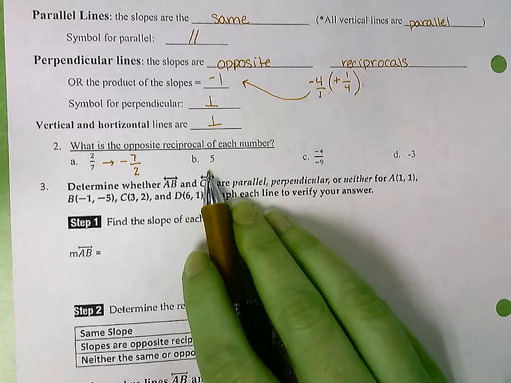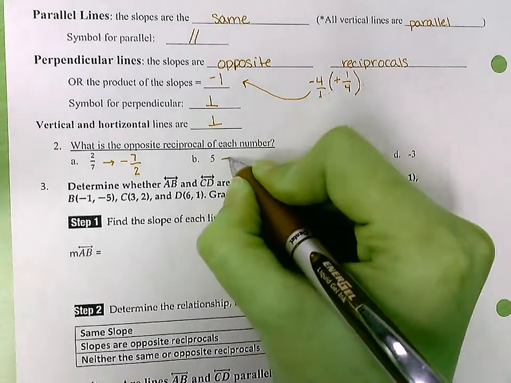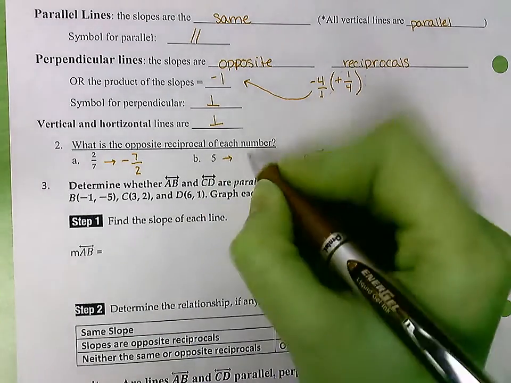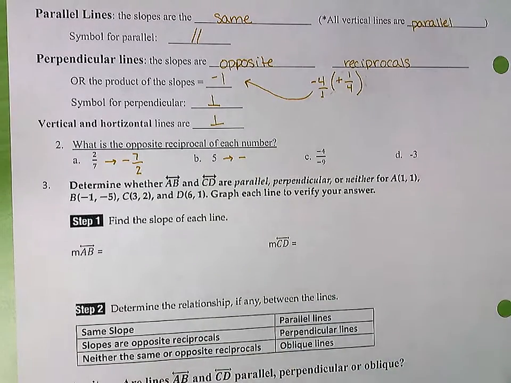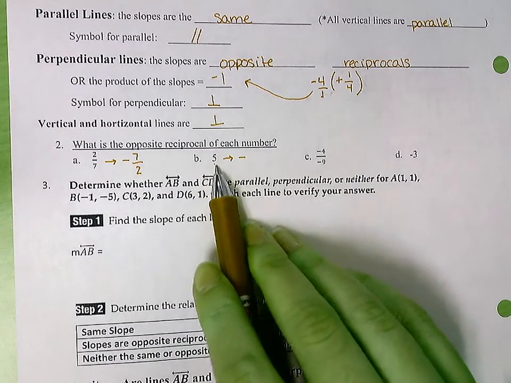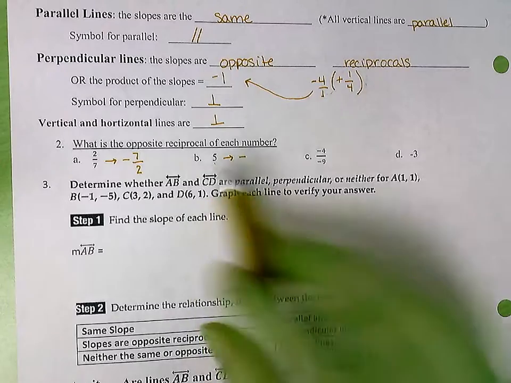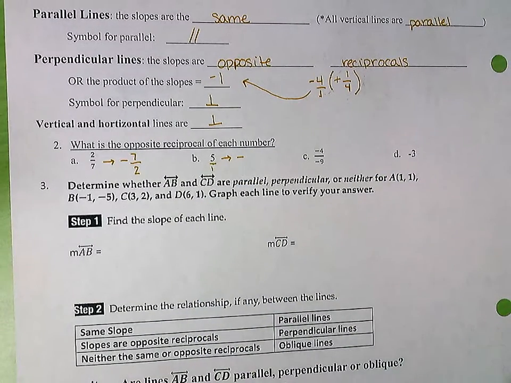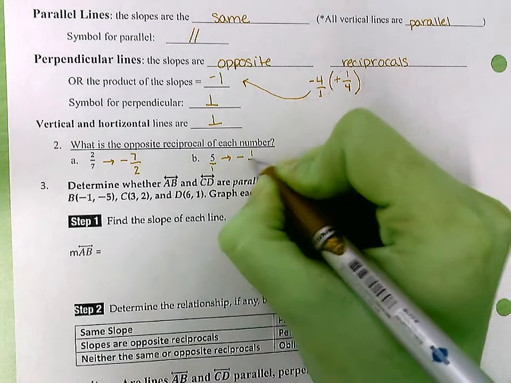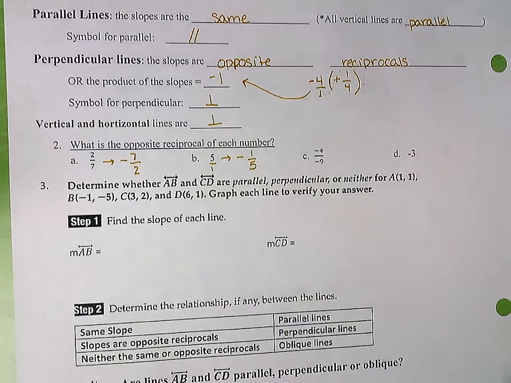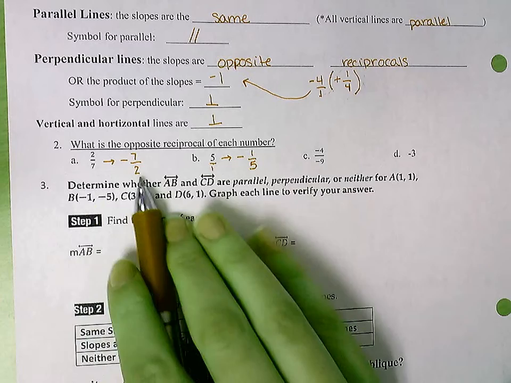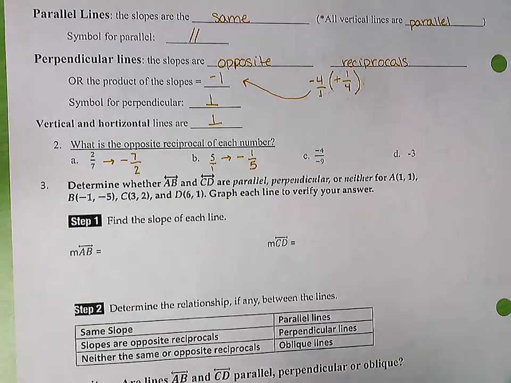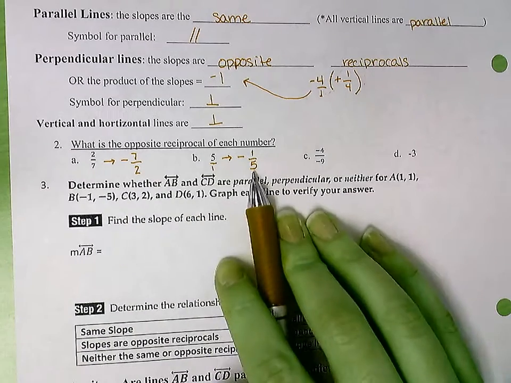Letter B, we have 5. Since that one's positive, take the opposite, so it's now negative. This was technically 5/1. So we want to take the reciprocal, so we need to flip that fraction to 1/5. Okay, notice if I multiply that original times my new slope, I would get -1 in each case.